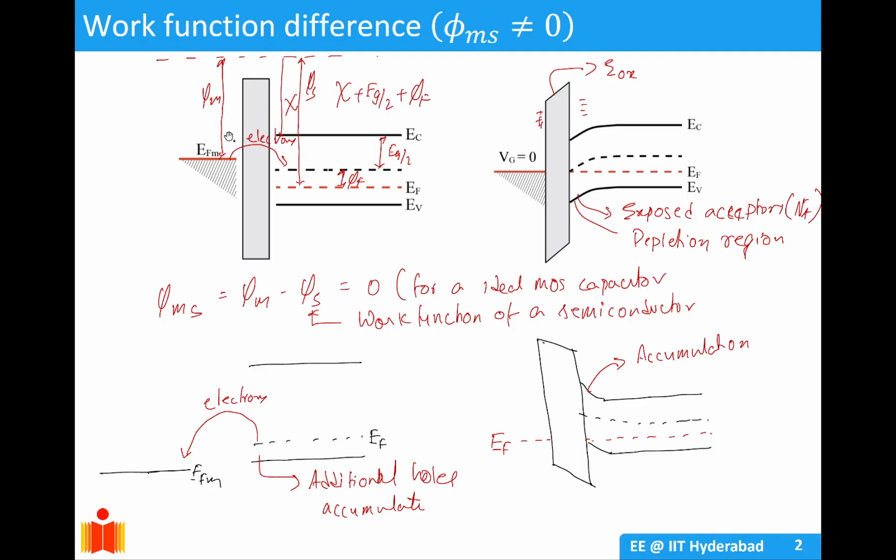causing electrons to go from the metal to the semiconductor, to raise the Fermi level. The electrons have to move from the metal to the semiconductor, causing a negative electric field, and due to that negative electric field, the gate oxide also has a positive slope. And our semiconductor also has a positive slope near the oxide semiconductor interface.